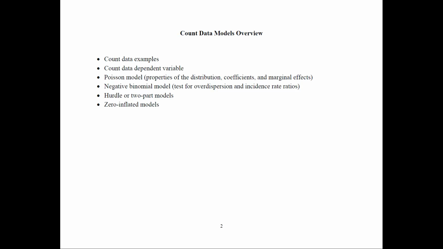and the marginal effects. Then I will talk about the negative binomial model, which is less restrictive than the Poisson model. And we will also talk about tests for overdispersion and the incidence rate ratios. And then we will continue with a little bit more sophisticated models called hurdle or two-part models. And then we will also talk about zero-inflated models.